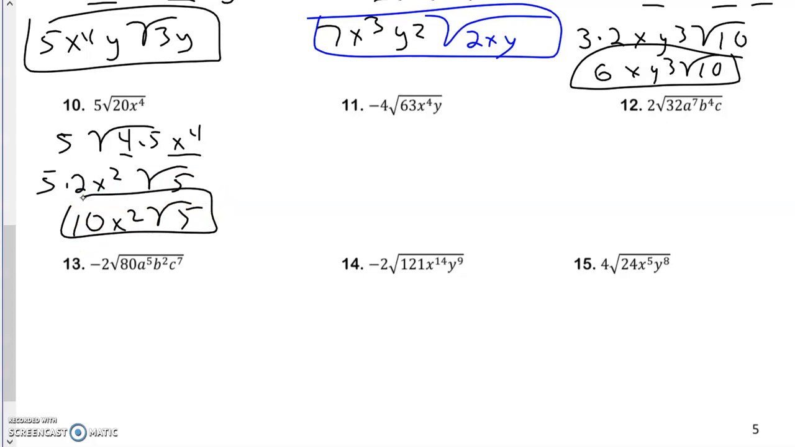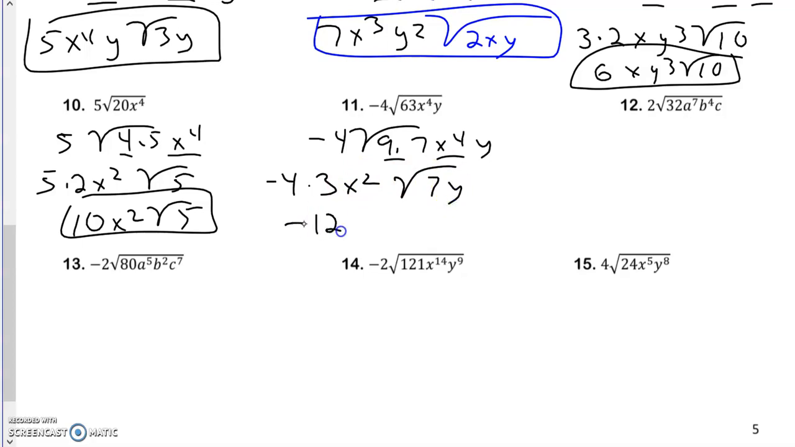Aha, biggest perfect square, 63. So I'm going to go on my chart, try 1, never do 1, try 4, try 9. Yes, 9 it is. 9 times 7, x to the 4th, y. Underline the x to the 4th and 9. Square root of 9 is 3, so 4 times 3. 4 divided by 2 is 2, and I'm going to have a 7y. So my final answer is negative 12, x to the second, 7y.